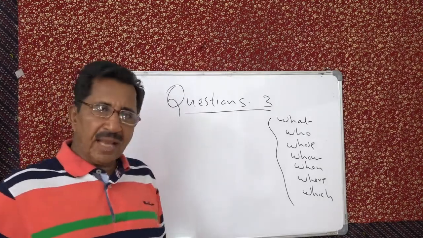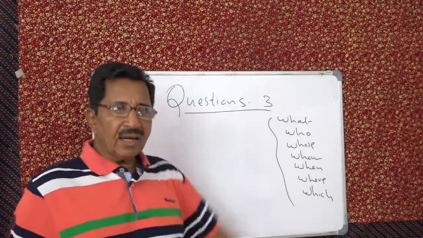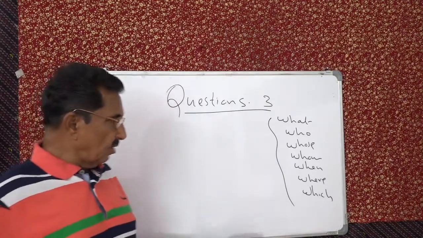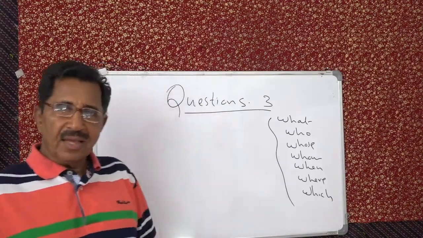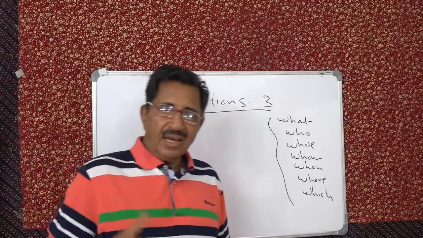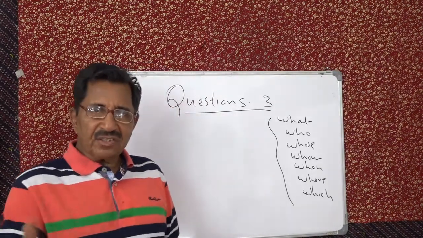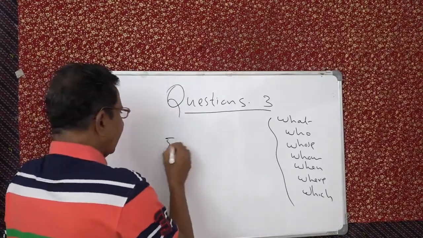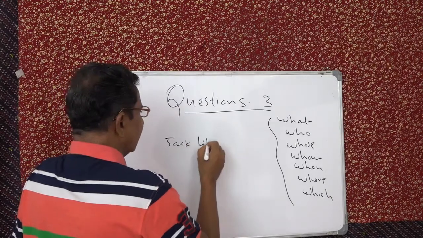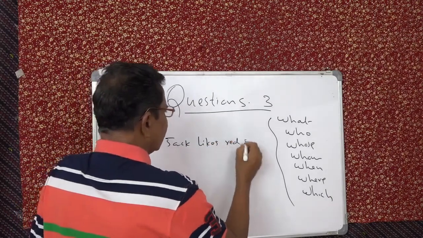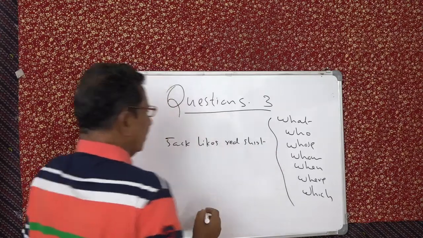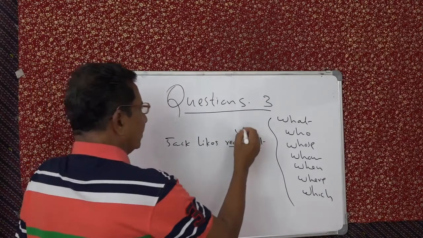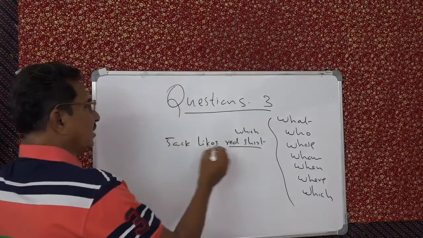And then when? Time. When will he arrive? Where? Place. Where is he living? And which? Say, he likes a red shirt. So you want to get red shirt as an answer, then you say which? Which shirt? Isn't it? Which shirt?